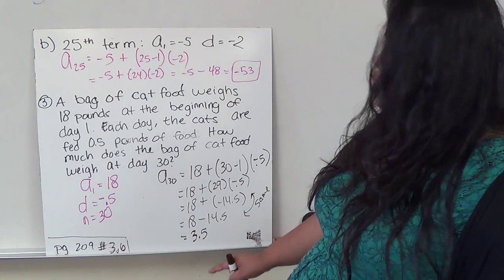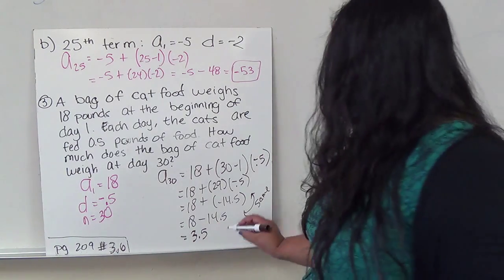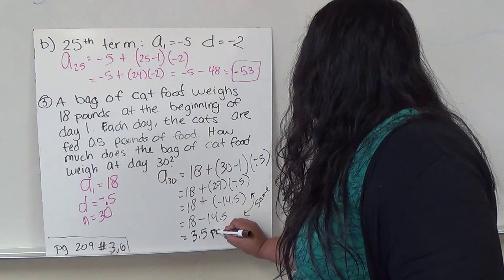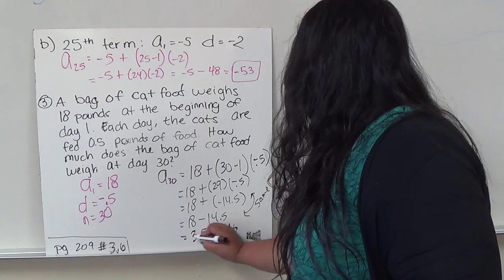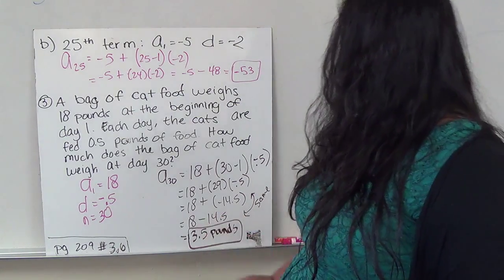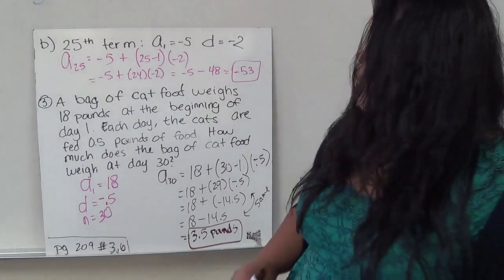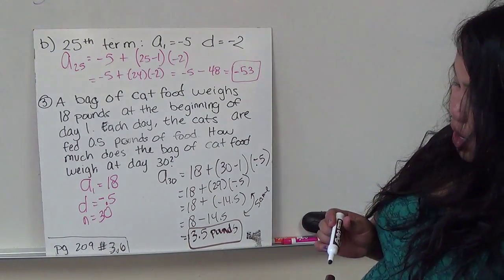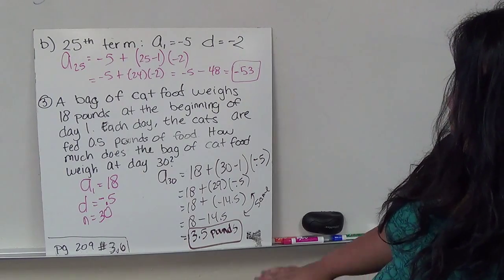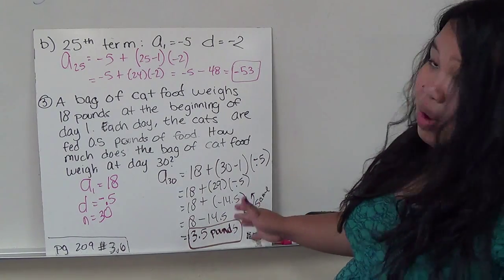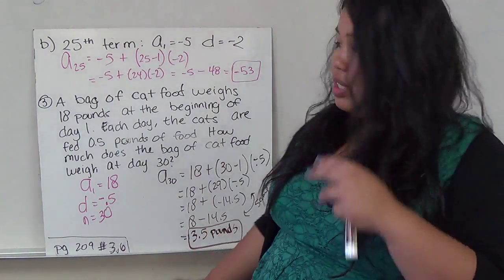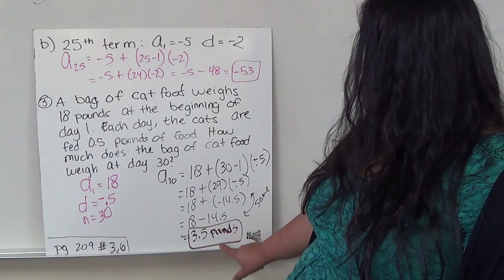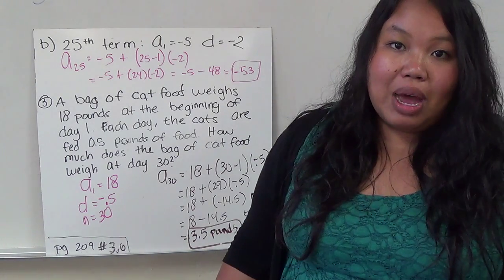3.5 left. 3.5 what? 3.5 pounds of cat food left. Don't forget, when it comes to story problems, you have to label it, or it's just a number. Alright? So that means at the end of 30 days, there's 3.5 pounds left. So you have about, like what, 4 or 5 days left. No, 6, 7 days left before the food runs out, and you have to buy more.